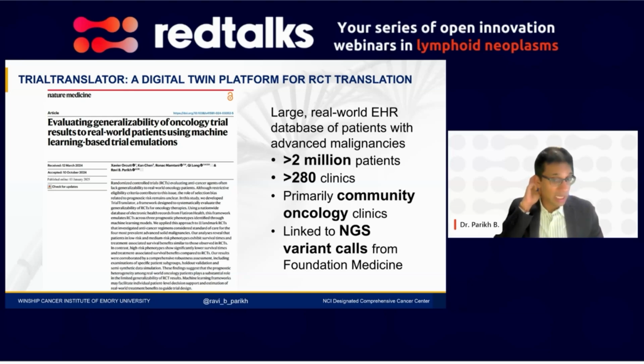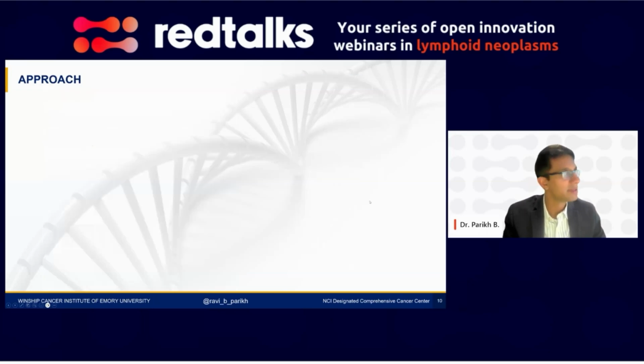And then we linked that data set with data from commercially available next-generation sequencing panels from a company called Foundation Medicine, which is one of the foremost next-generation sequencing providers in the United States. And so we had this very rich, granular set of clinical genomic data to explore these types of trial emulation questions, as well as very high-quality, curated progression data and mortality data.